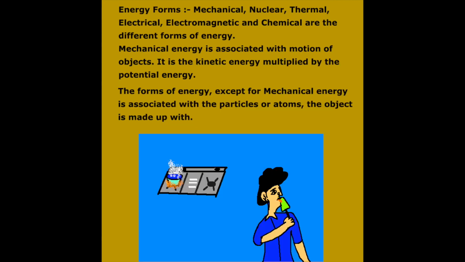Energy forms: mechanical, nuclear, thermal, electrical, electromagnetic and chemical are the different forms of energy. Mechanical energy is associated with the motion of objects. It is the kinetic energy multiplied by the potential energy. The forms of energy, except for mechanical energy, are associated with the particles or atoms the object is made up of.